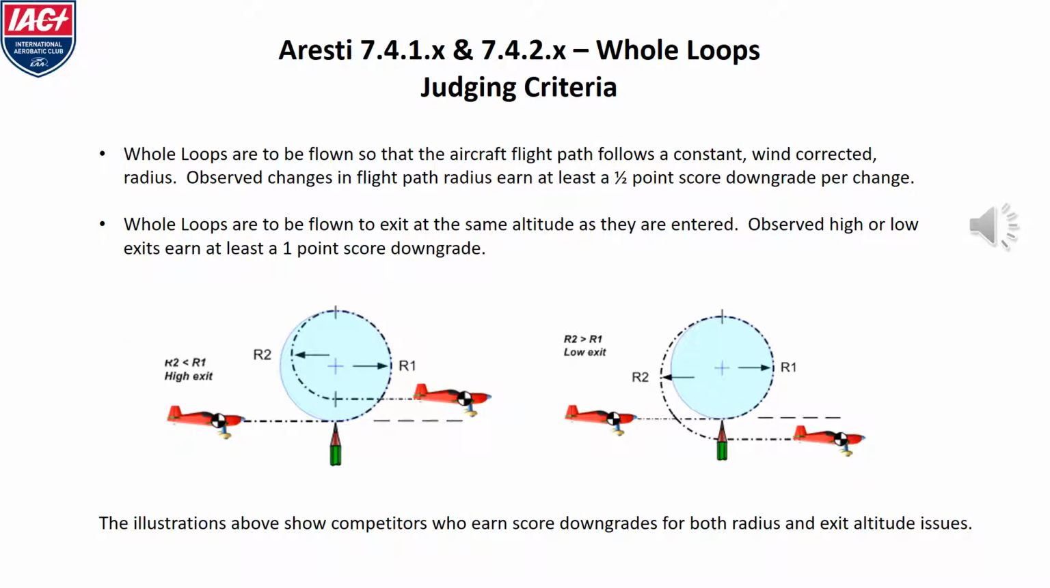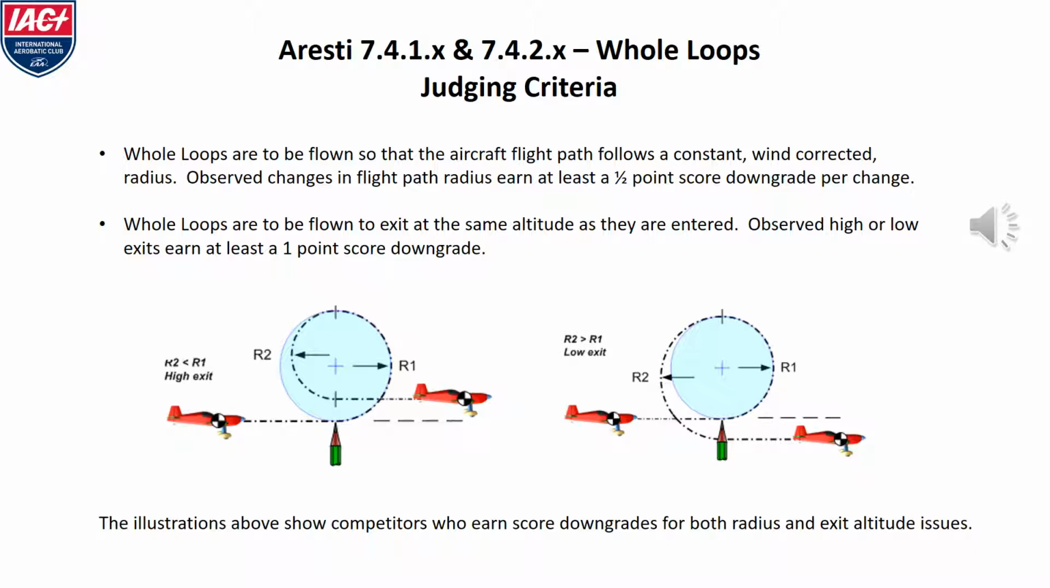Aresti 7.4.1 and 7.4.2 whole loops are to be flown so that the aircraft flight path follows a constant wind-corrected radius. Each observed change in the flight path radius earns a score downgrade. Whole loops are to be flown to exit at the same altitude as they are entered. Observed high or low exits are a score downgrade. These illustrations show common errors in competitor execution of whole loops.